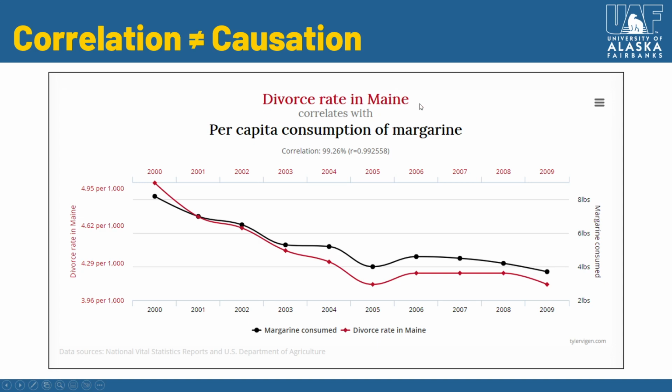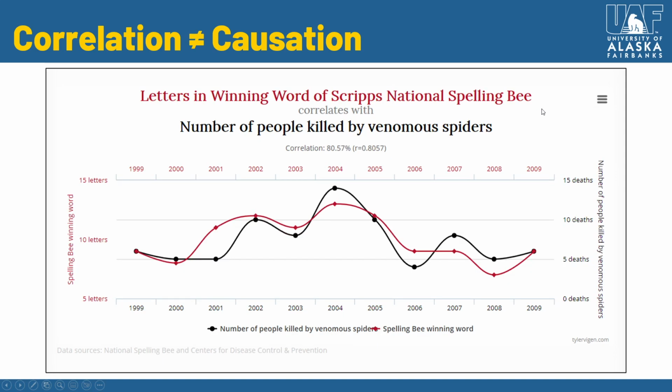Another example, the divorce rate in Maine correlates with per capita consumption of margarine, right? So people need to stop eating all that butter because it's wrecking their marriages, right? Letters in the winning word of the Scripps National Spelling Bee correlates with the number of people killed by venomous spiders. So in other words, how long the word is in terms of letters that people had to spell to win the spelling bee correlates with how many people get killed by venomous spiders, right? So, yeah, I'll let you break this one down.